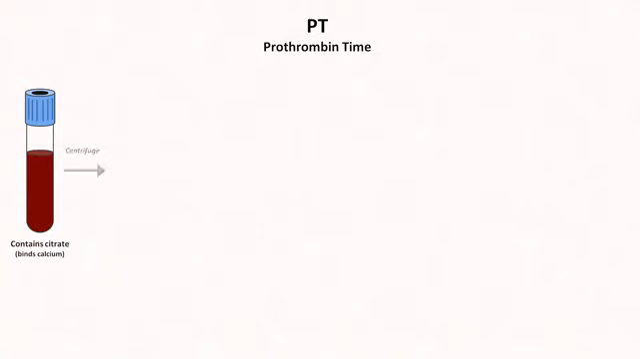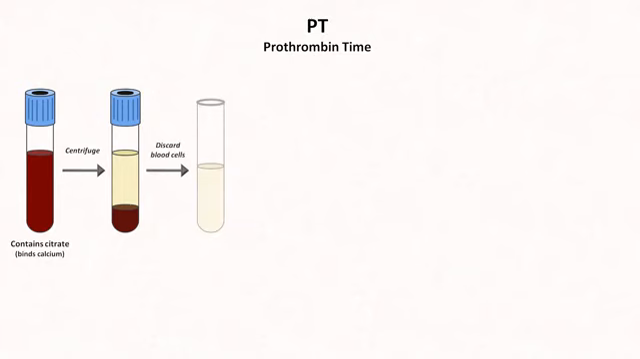The whole blood is then centrifuged to separate the blood cells from everything else. The blood cells are then discarded, leaving a translucent yellowish fluid called plasma. Plasma is essentially the liquid portion of blood and predominantly contains electrolytes, albumin, immunoglobulins, glucose, and of course, clotting factors.